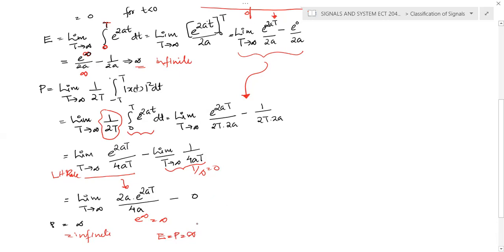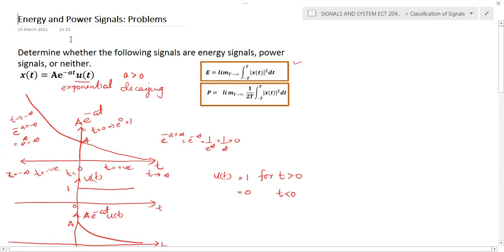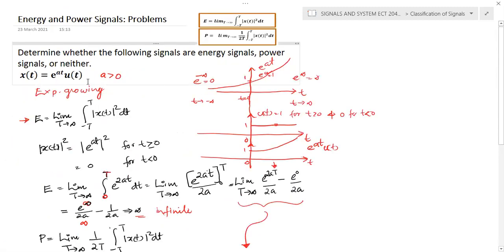So we can conclude that this particular signal does not obey any energy or power equation. So we can call it a neither energy nor power signal. Okay. So you can see that there is only one difference if you compare with the previous question. In the previous question, it is e raised to minus at into u of t. Now it is e raised to at into u of t.